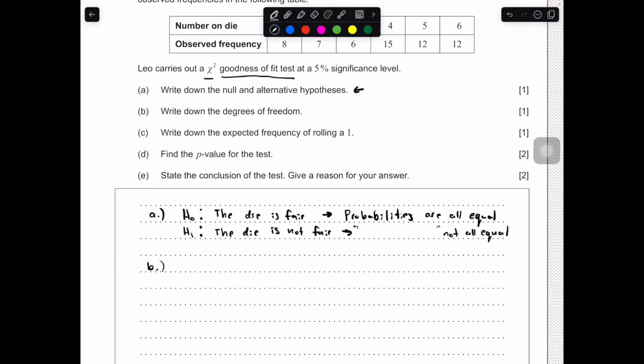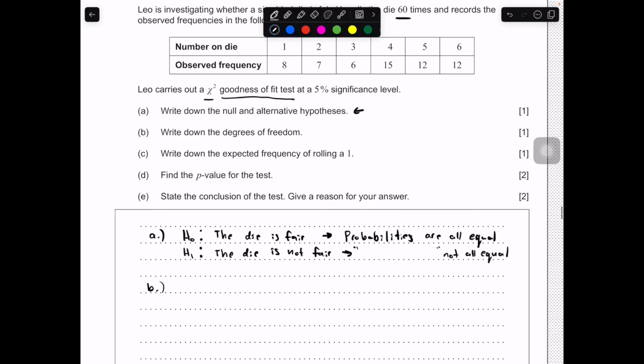Okay, write down the degrees of freedom. Degrees of freedom, you remember, is rows minus 1 times columns minus 1. This is for chi-squared independence, but it also works for chi-squared goodness of fit. For goodness of fit, we're only ever going to have either 2 columns or 2 rows, but for ease of memory, I think it's best to have one formula that applies to all situations.